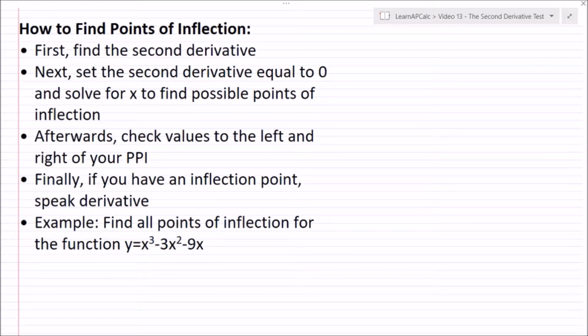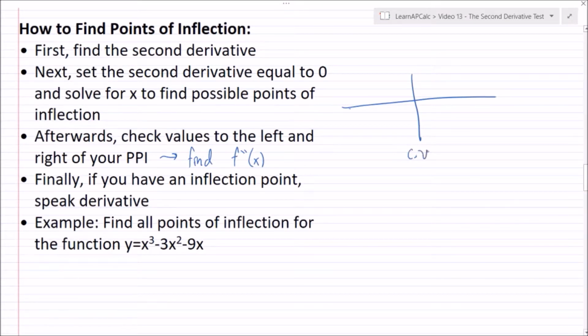So we want to check our values to the left and right of our possible points of inflection, and find f double prime of x at those values. So we want to plug in values to the left and right of our possible points of inflection into the second derivative. And it's a very similar process to finding critical values and relative extrema using the first derivative test.